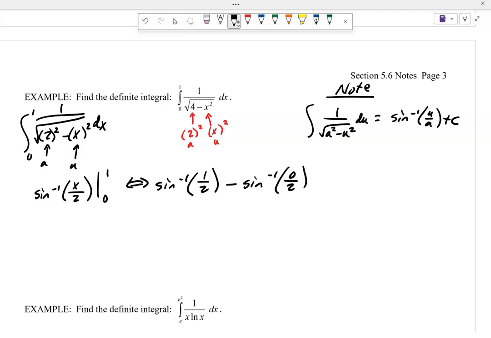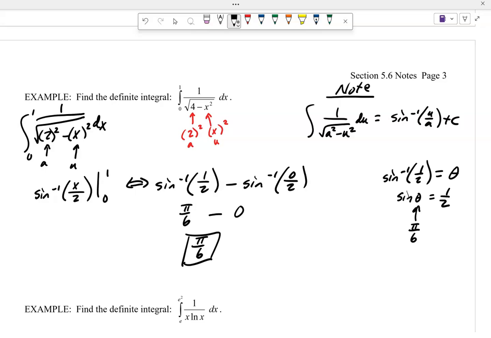So the arc sine of a half, and maybe you need to go to the side to remind yourself, if the arc sine of something equals, we'll call it theta, then the sine of theta equals a half. And I'm looking between negative pi over 2 and pi over 2 for this. That would be pi over 6. Sine of pi over 6 would give me a half. So the arc sine of a half is pi over 6, minus, and then I do arc sine of 0. I could do the same process for that. I get 0. So we end up with pi over 6 minus 0.